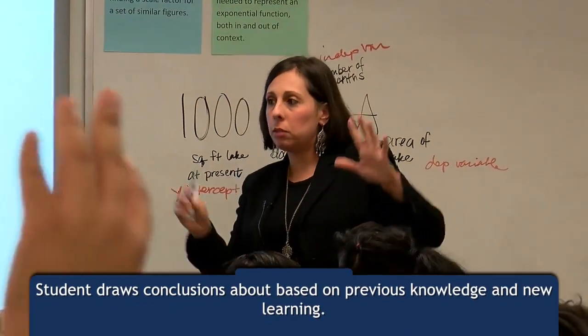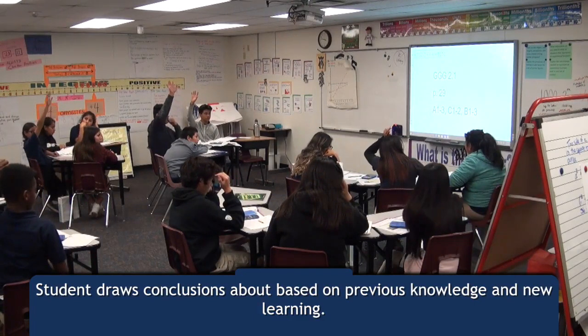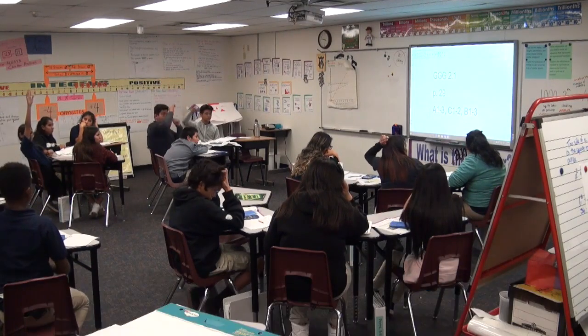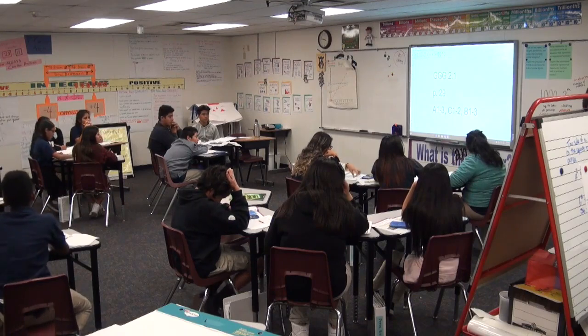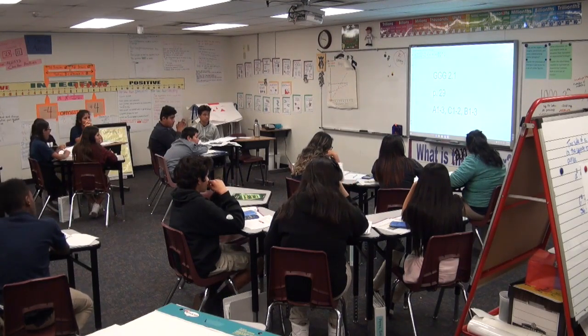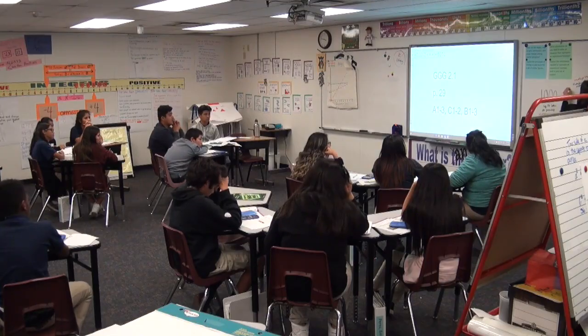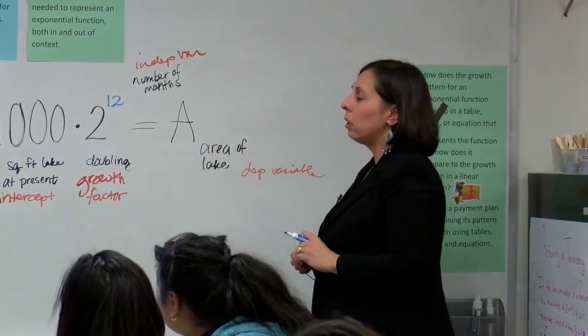Okay, so let's raise our hands, please. What would I need to do here? Danae, what would I need to do? You would need to substitute 12 for m, because it would be the number of months. So you would substitute 12 for m. So you would end up doing 1,000 times 2 to the power of 12.